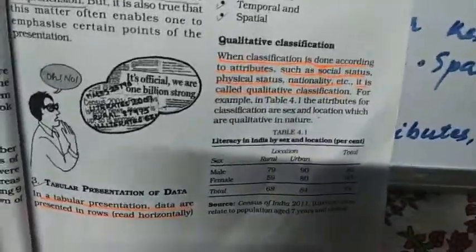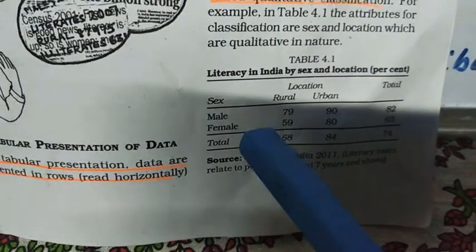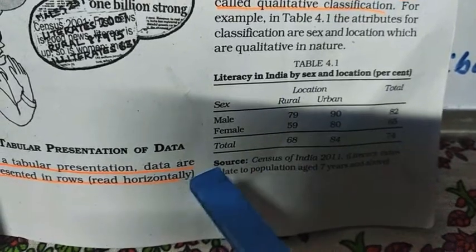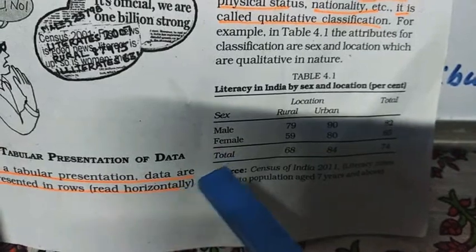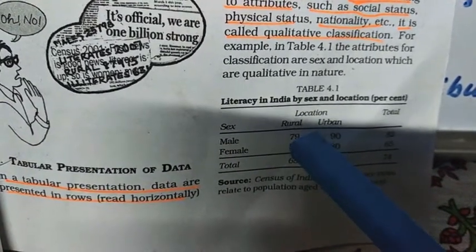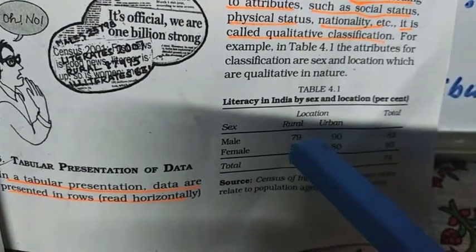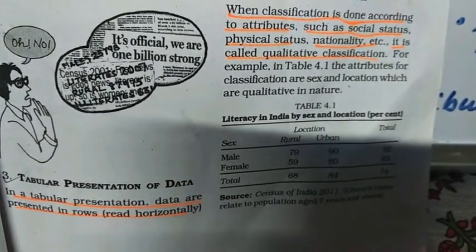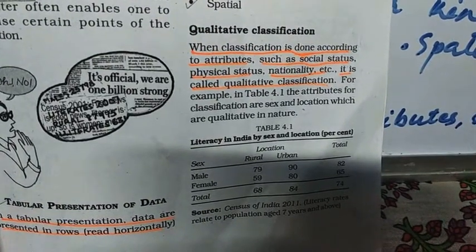An example of qualitative classification is table 4.1 again. Here we are giving the information of male and female, and then the literacy rate, rural and urban. These are all attributes: the sex, male and female, and then the literacy level, rural and urban. Those are all attributes, and that is an example of a qualitative classification.